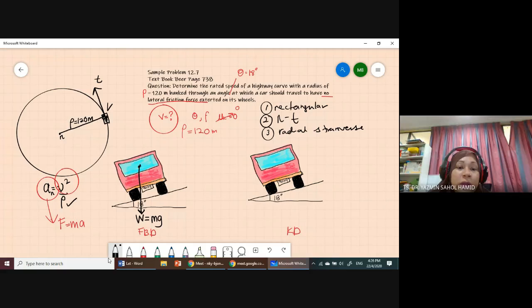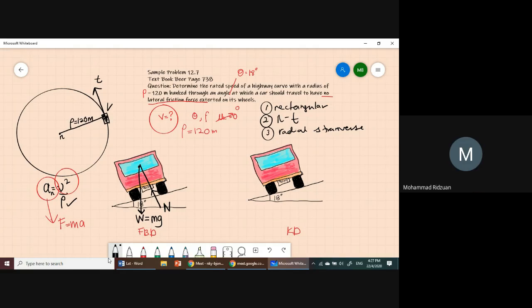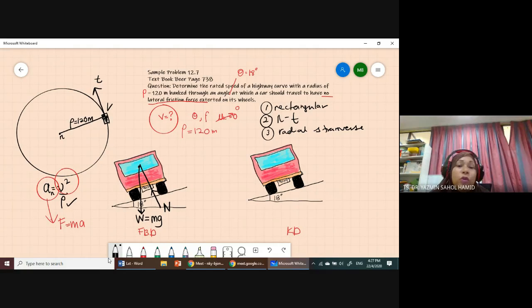What else do you have? You will have the normal force also. Normal force equals N. Okay. How about the friction? Do you have the friction? No, no, because the friction is zero. Okay. So this is the free body diagram.